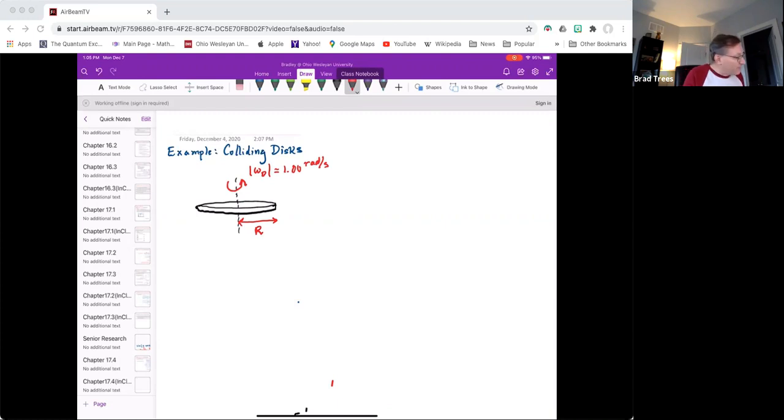Now, there's a second uniform disk with the same mass as this first one, but half the radius. And it's rotating clockwise when viewed from above. Sorry. With angular speed omega little d equal to 3 radians per second, about an axis through its center of mass and perpendicular to the flat surface of the disk. Let me try to draw that one next.